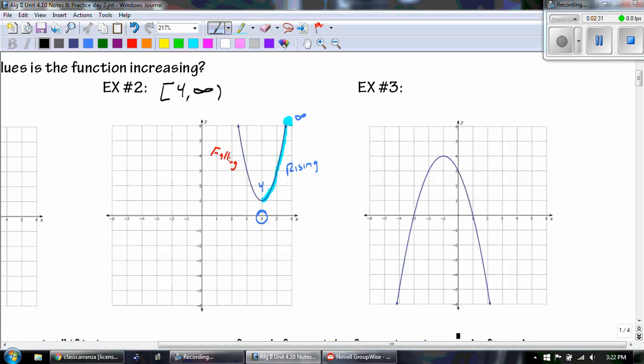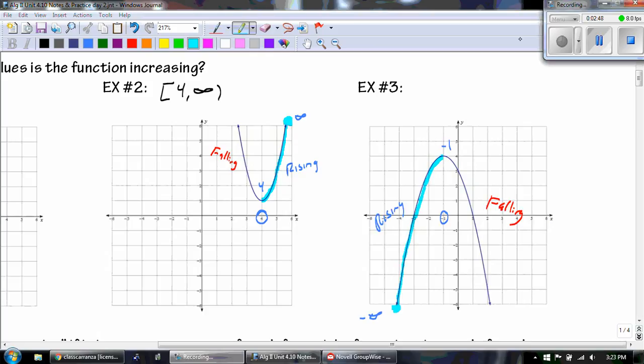So number 3, you need to figure it out on your own. Go ahead and pause that video. Good luck. Okay, so the left side is where I am rising. That's where the graph is going up. So we would say we're starting at negative infinity, and then at -1 is where my graph stops. On the right side is where we are falling.